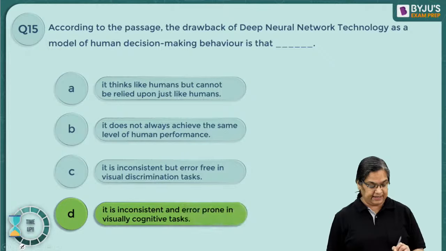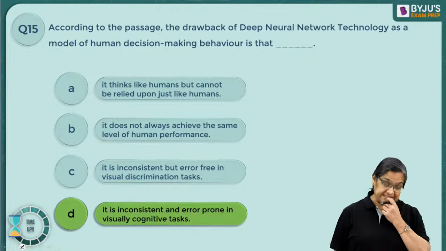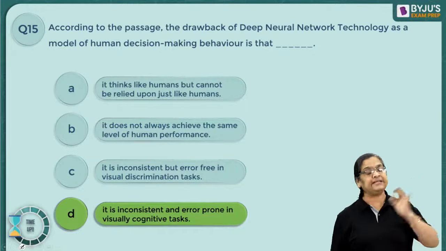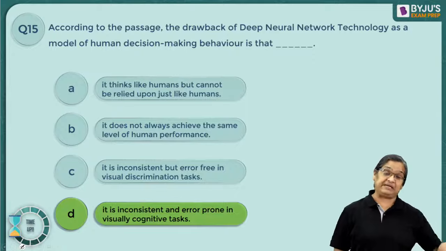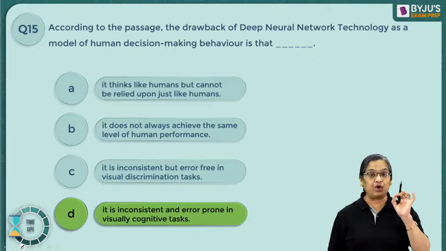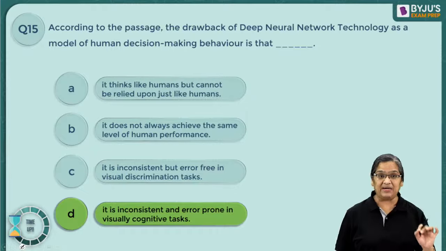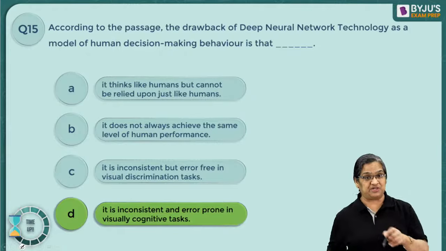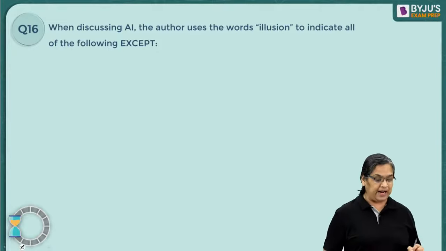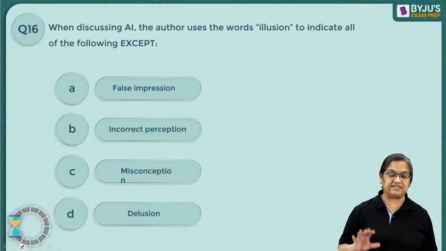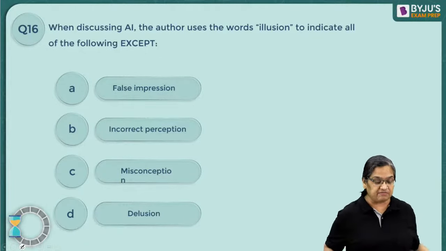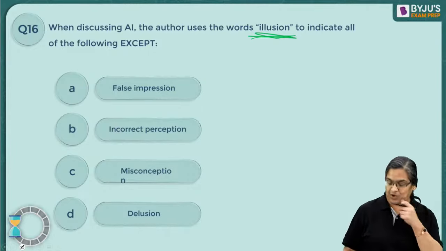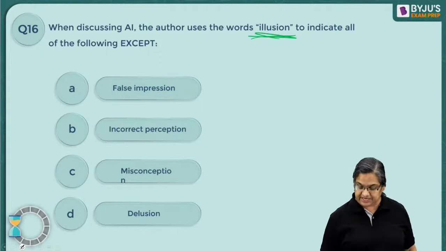Inconsistent and error prone. It is inconsistent and error prone when? In many things it matches human performance levels, even betters. But in visually demanding tasks which require discriminating, it makes a problem, which is why they have given facial recognition as an example. All right, okay. When discussing AI, the author uses the word illusion to indicate all of the following except. Now, where does he use the word illusion? Let me just read the lines for you.